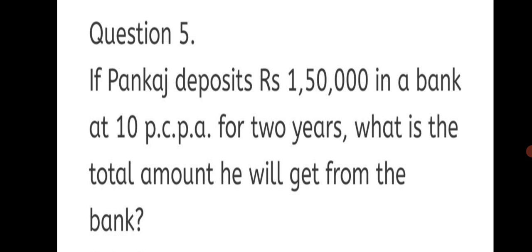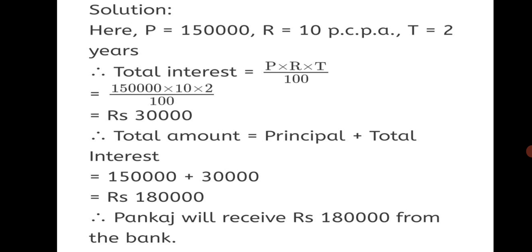Question number 5. If Pankaj deposits rupees 1,50,000 in a bank at 10 PCPA for 2 years, what is the total amount he will get from the bank? So we have to find the total amount. Let's have a look at the solution. P, R and T is given. P is equal to 1,50,000. R is equal to 10 PCPA. T is equal to 2 years.